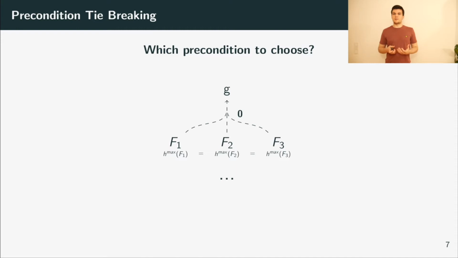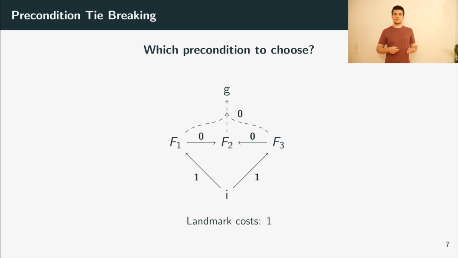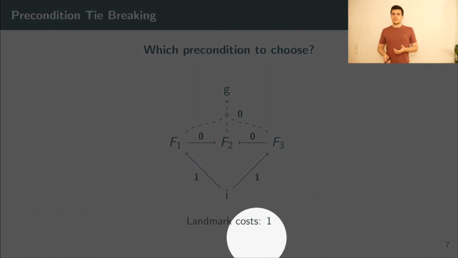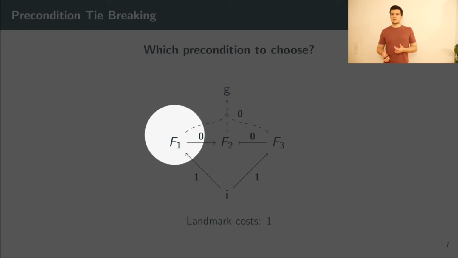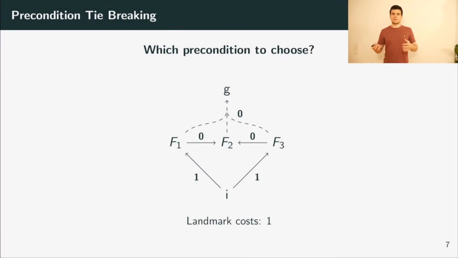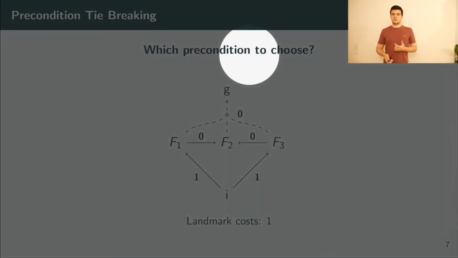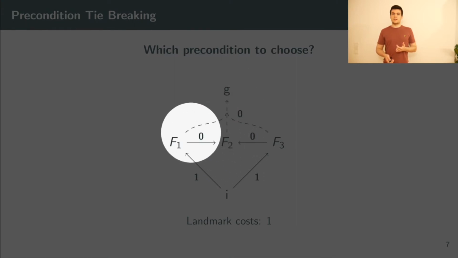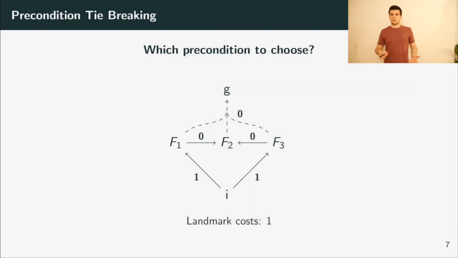The second enhancement focuses on tie breaking when we have multiple preconditions that have the same hmax cost. As we have previously seen, we will just revisit our example where we already had cut once for the cost of 1, and now we had to choose between f1, f2 and f3, which had the same cost, and we have previously chosen f2. Let's just choose f1 and see what happens.